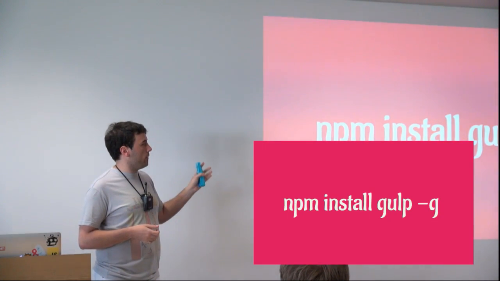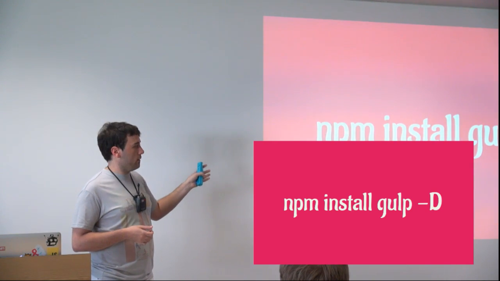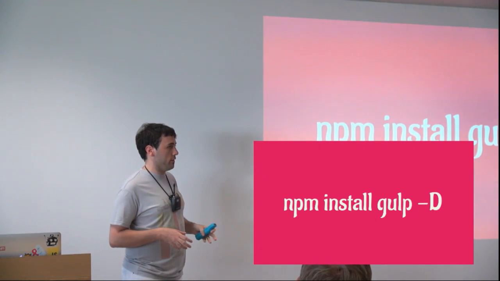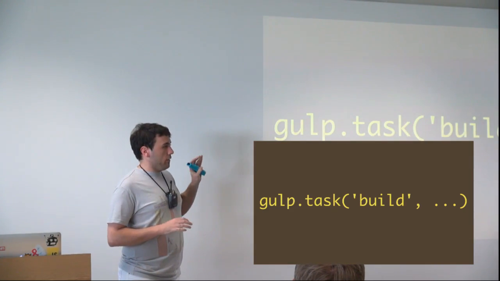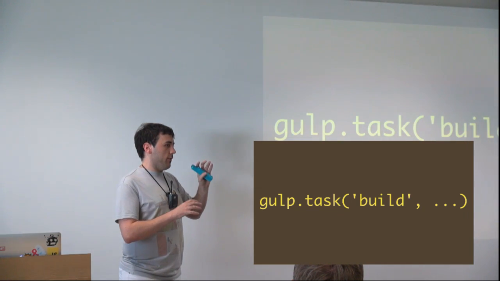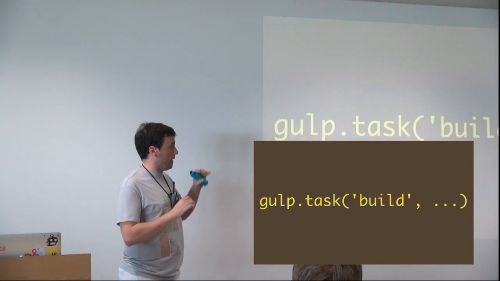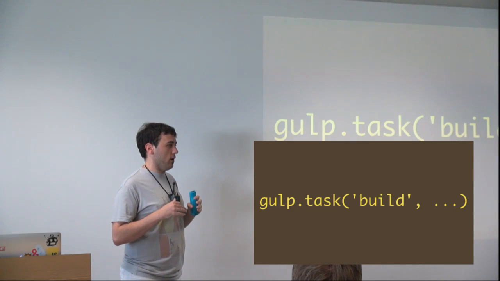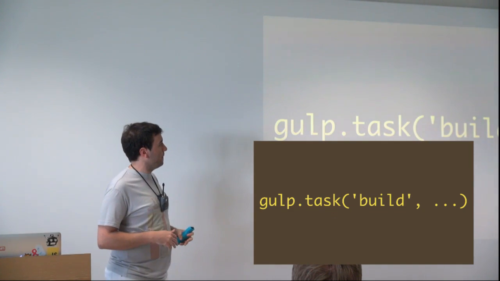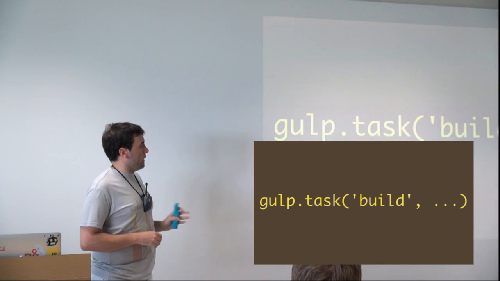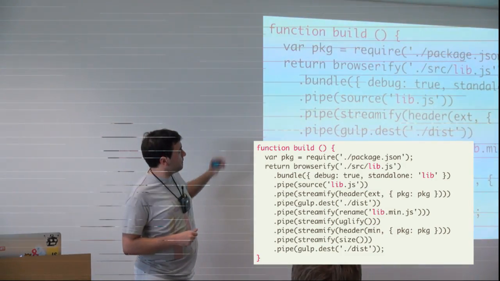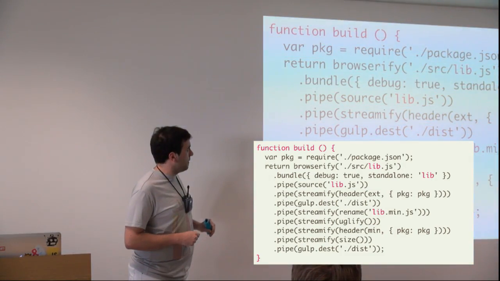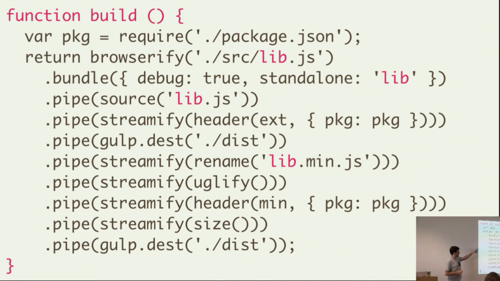So to use Gulp, you'll have to install it globally and locally in your project. And then you need to create a Gulp file, which is basically a list of tasks that Gulp can do on your behalf. So let's start with the build task. The build task looks like that. So I'm just using a generic library name, but kind of to show you the idea behind it.